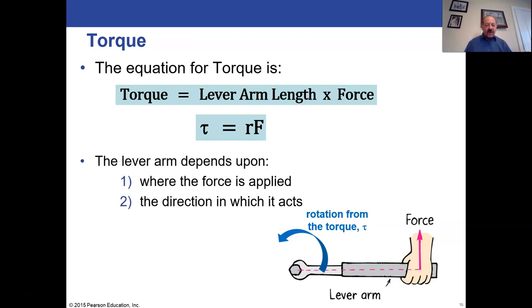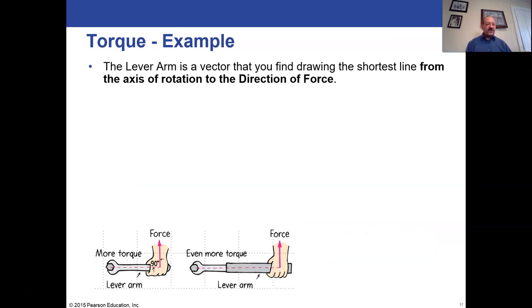So the lever arm will depend on two things: where the force is applied, in other words, how far out, that R value, and which direction it acts. Is it perpendicular, or is it some angle, or is it steep, or is it completely pointing out? In which case it won't do anything. No matter how hard you pull straight out from the lever arm, you're not going to rotate that nut. So let's look at a couple examples.